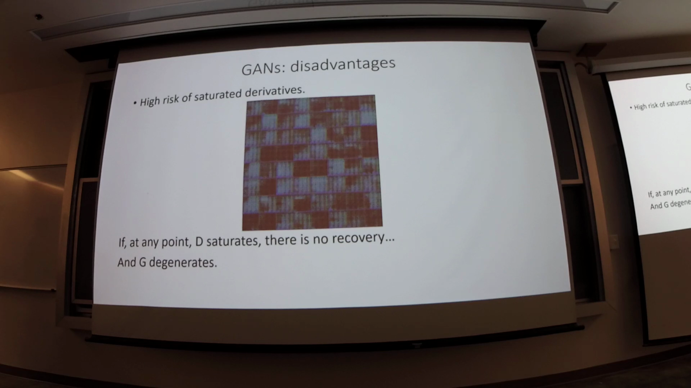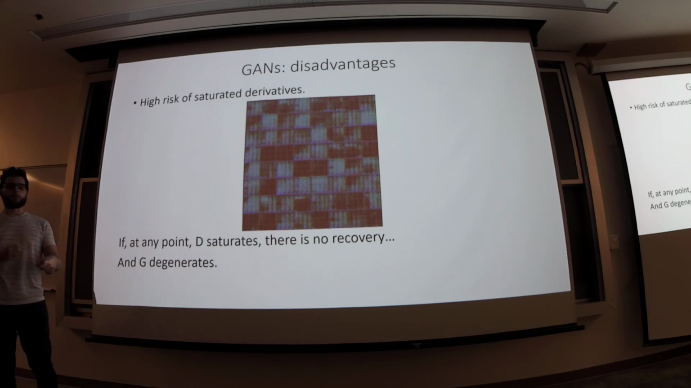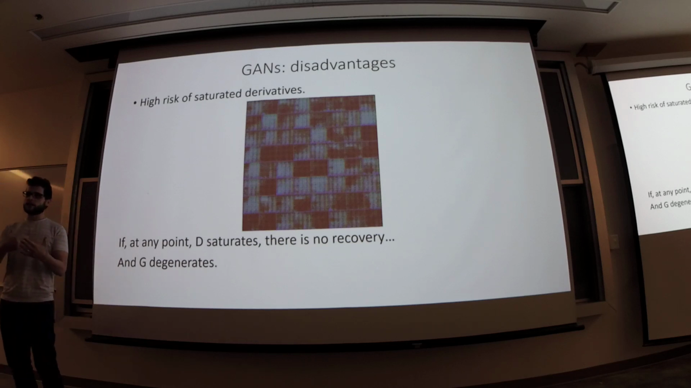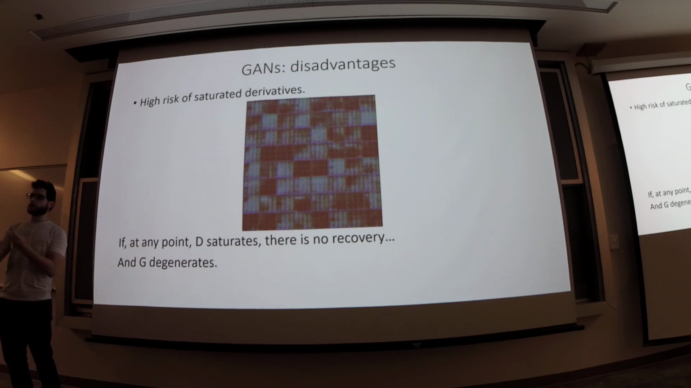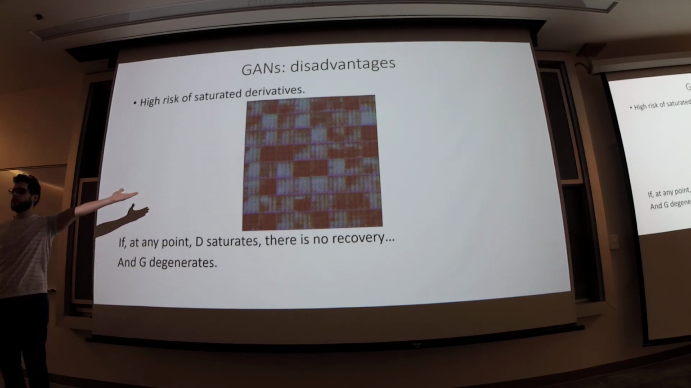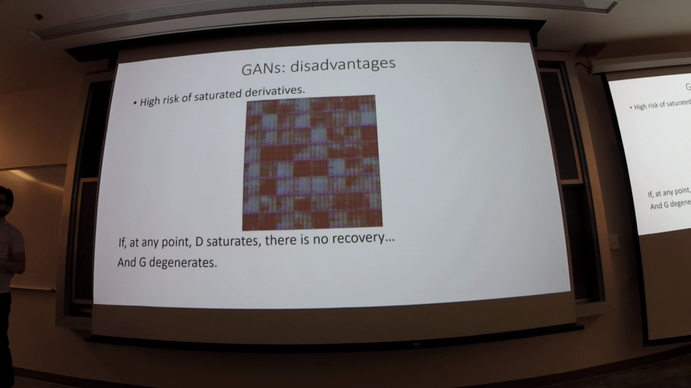And the problem is that if at any point the discriminator saturates, the generator degenerates. Sometimes it happens that when I'm training, I see the progression. I see these images getting better and better, and then at a certain point it just gives this kind of stuff, and it doesn't recover anymore. At that point, the discriminator has won, and the generator cannot do anything to go back. So I have to interrupt and start over, and change some hyperparameter at that point.